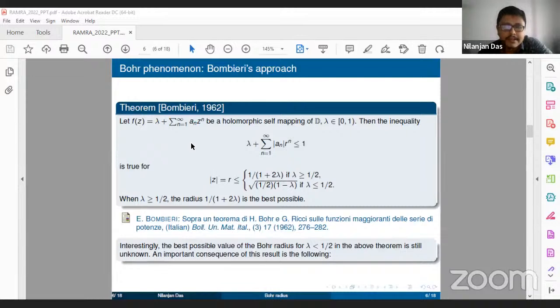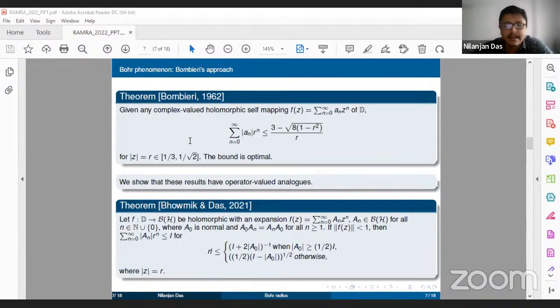So this is a quite classical result, but interestingly, the best possible value for this Bohr radius for lambda less than half in this theorem, this is still unknown. And it is believed that many new techniques are needed to handle that problem.